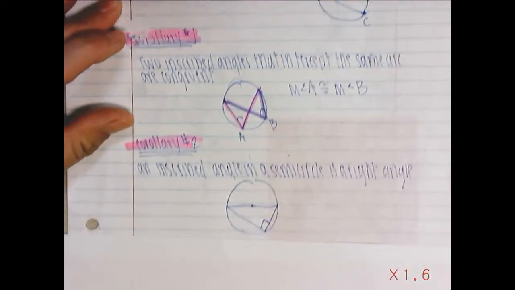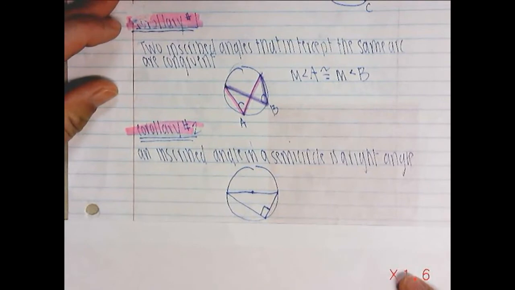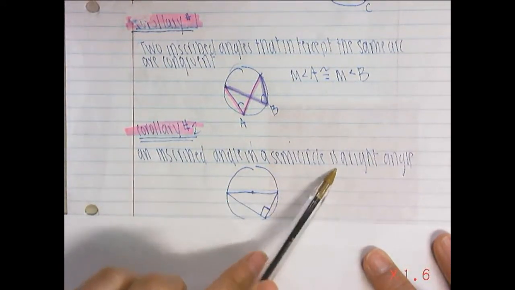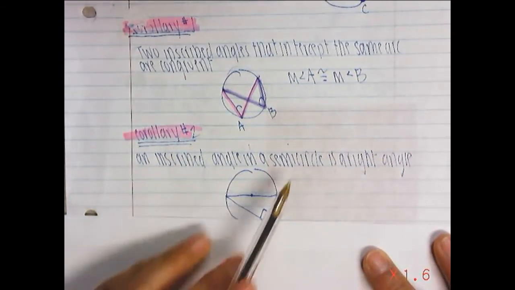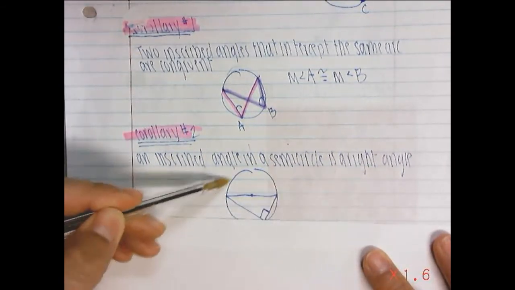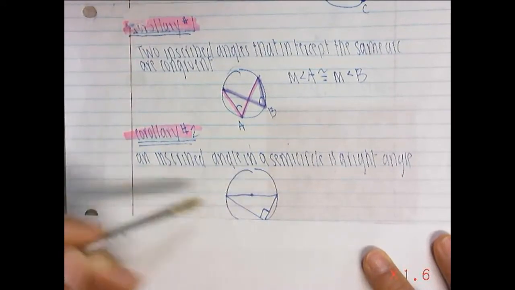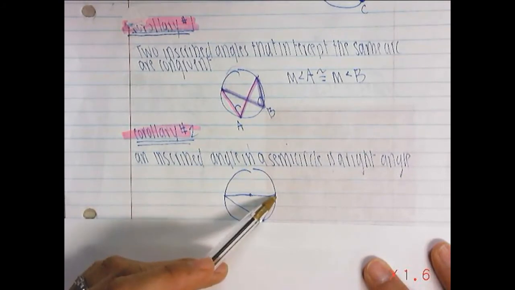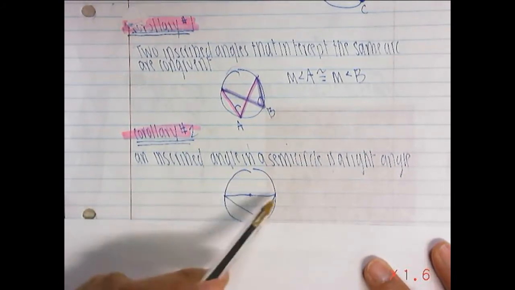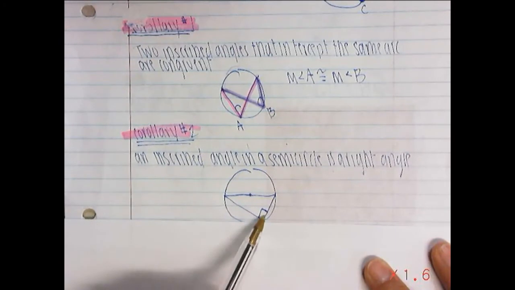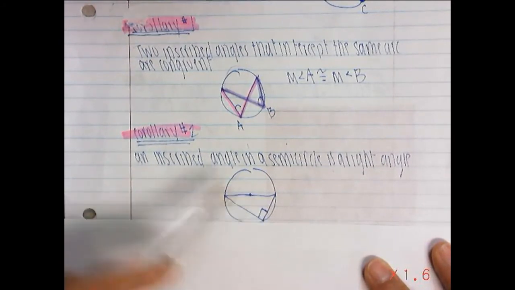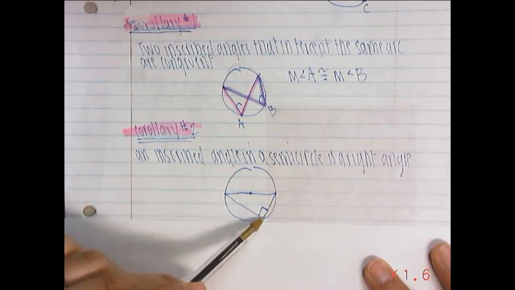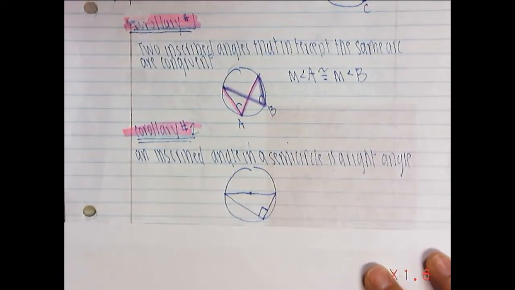And here's corollary number 2. An inscribed angle in a semicircle is a right angle. A semicircle, we already know, is half of a circle. So if you have an inscribed angle right here and it intercepts your circle at the semicircle, then you know that angle will be 90 degrees. Keep in mind the semicircle is 180, so half of 180 is 90. That's corollary number 2.